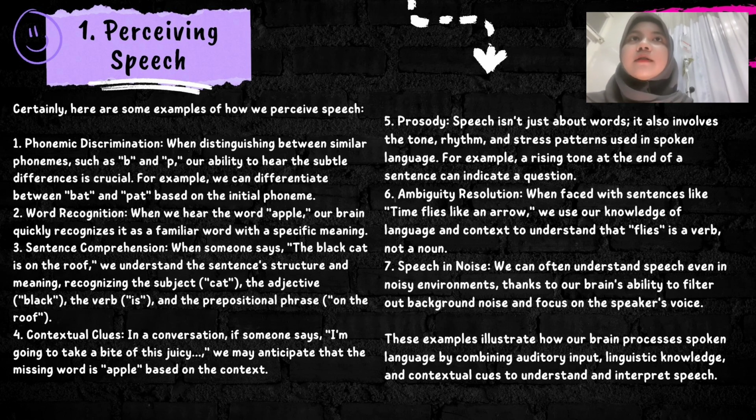Certainly, here are some examples of how we perceive speech. 1. Phonemic discrimination. When discriminating between similar phonemes such as B and P, our ability to hear the subtle difference is crucial. For example, we can differentiate between pet and bet based on the initial phoneme.